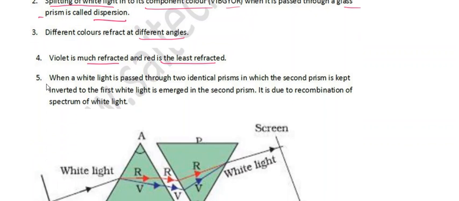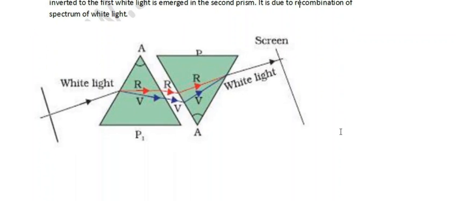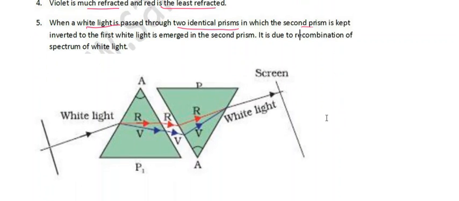Now, when white light is passed through two identical prisms joined like this, what happens? It gets dispersed, and after that it is refracted once again, and you are able to get white light. So it is one of the pieces of evidence that white light consists of 7 colors. We understand? Right. So this is called double refraction.